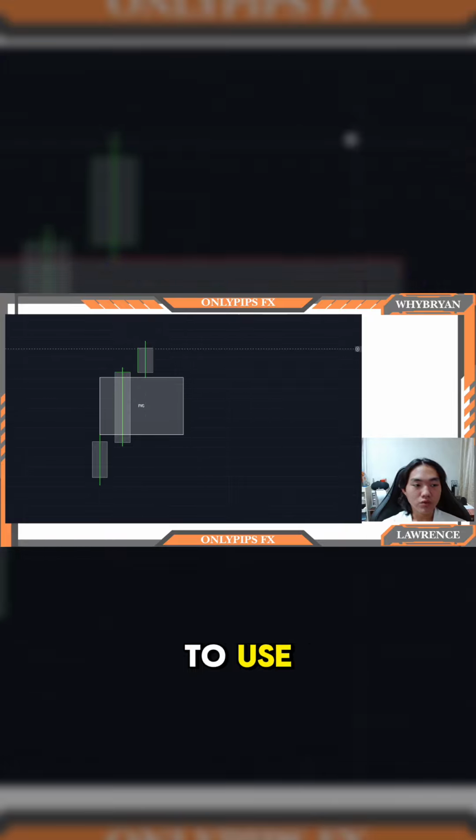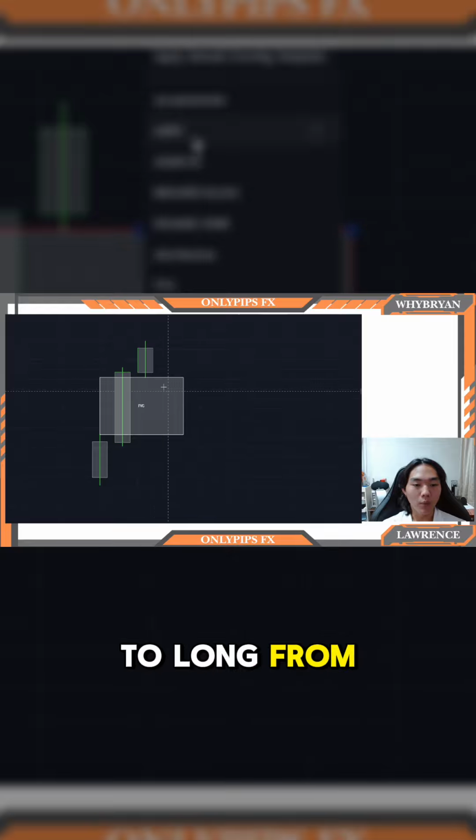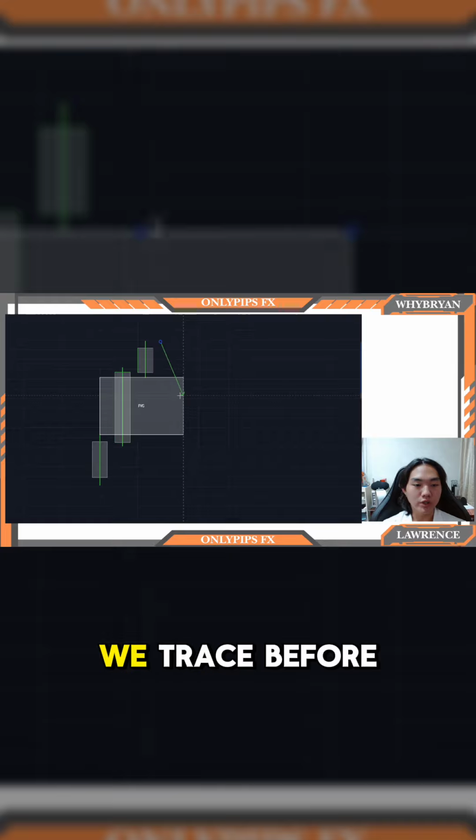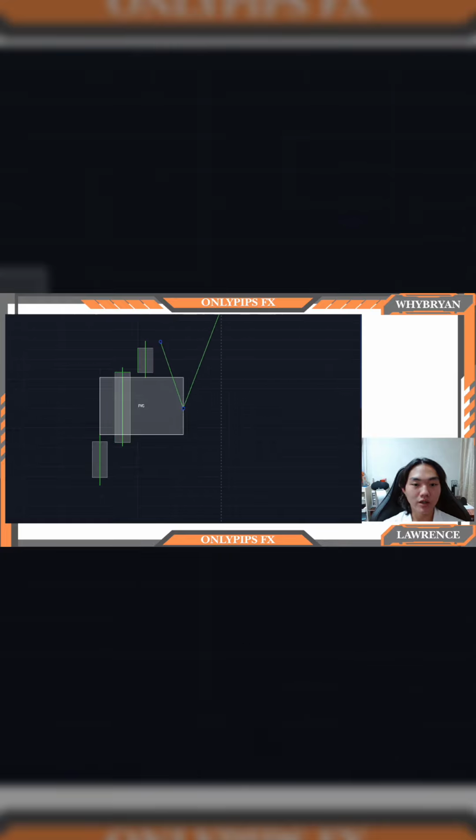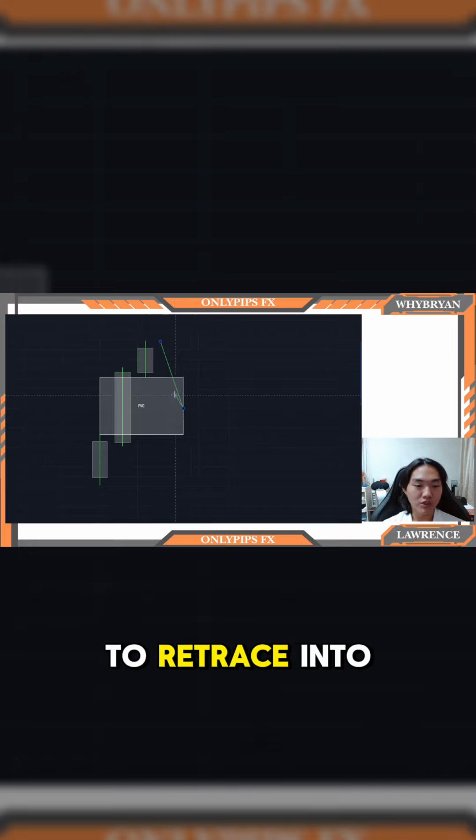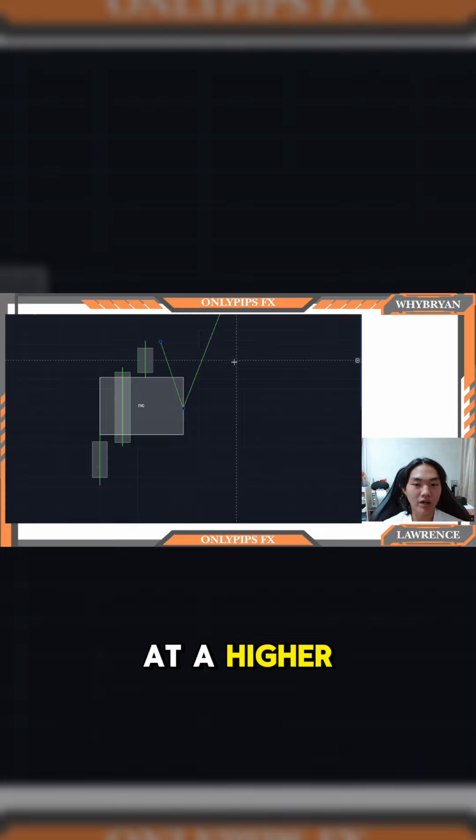These boxes placed here are points of interest for me to use when I want to long from a bullish fair value gap. So when price has gone up, I want to see it retrace before I buy at a better price instead of buying so high. So I will wait for price to retrace into this box and I'll buy within this box and wait for price to trade at a higher price.